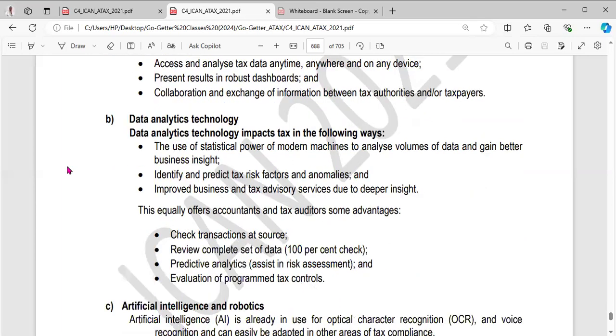Then we have data analytics technology, the use of statistics and the power of modern machines to analyze volumes of data. Normally, when you want to do an audit, they will pick samples and say, okay, this sample represents the population. But these days, because of data analytics and the power of handling large data, there will be 100% review, 100% instead of taking samples.